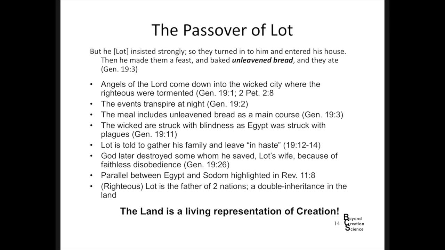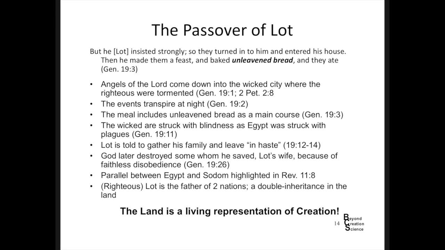faithless disobedience. And so there are many details in Genesis 19 that I think match up with a Passover theme. Not all the details, but there are themes here that look vaguely familiar. Lot is saved from Sodom just as Israel is saved from Egypt. And it's interesting that Sodom and Egypt are parallel in the New Testament, like in Revelation. We see that coming up as well, Revelation 11. The parallel between Egypt and Sodom is really highlighted as sort of an analogical.